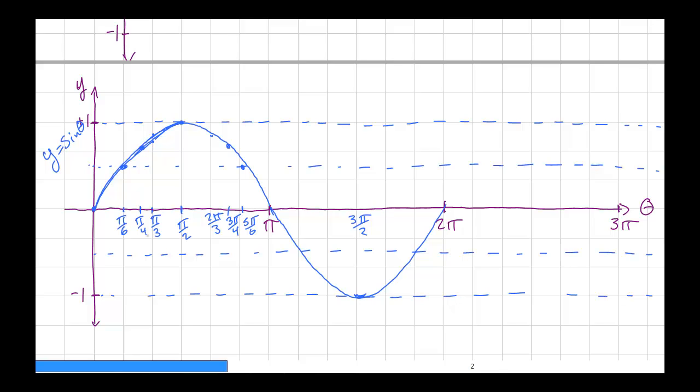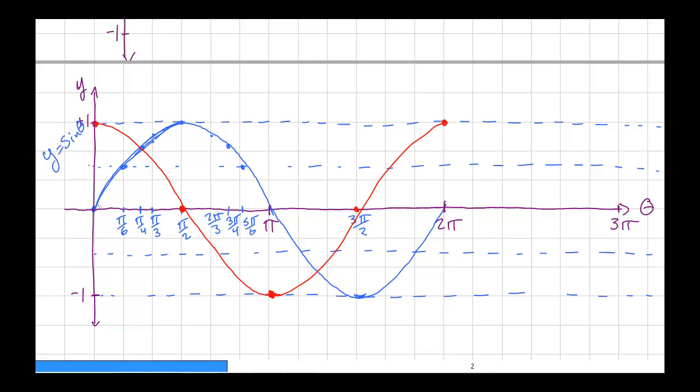You can do the same thing for cosine. Cosine starts when theta is 0, cosine starts at 1. At pi over 2, it's 0. At pi, it's -1. At 3 pi over 2, it's 0. And at 2 pi, it's 1 again. Now, it's not a V, but it curls down like so, and like so. And these graphs continue.